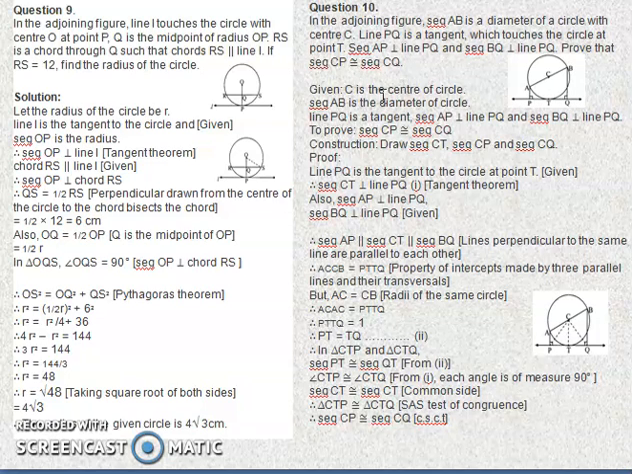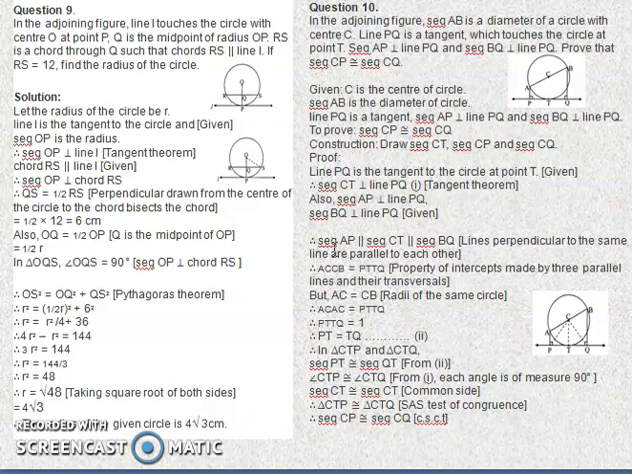So here again we will start from the given, that is C is the center of the circle, segment AB is the diameter of the circle, line PQ is the tangent, segment AP is perpendicular to line PQ and segment BQ is perpendicular to line PQ. To prove segment CP is congruent to segment CQ. So construction, draw segment CT, segment CP and segment CQ. Like this you have to join it. CP, CT and CQ are joined.